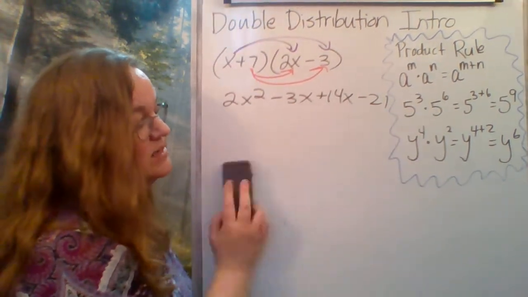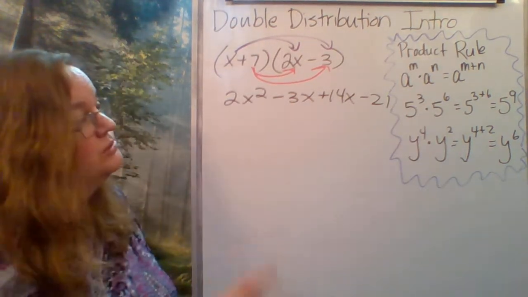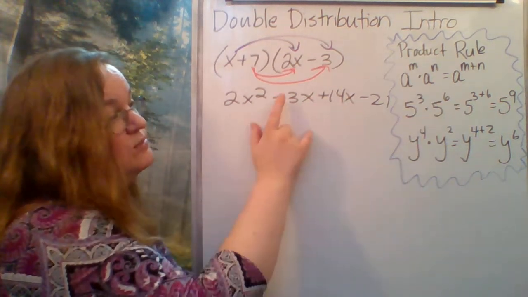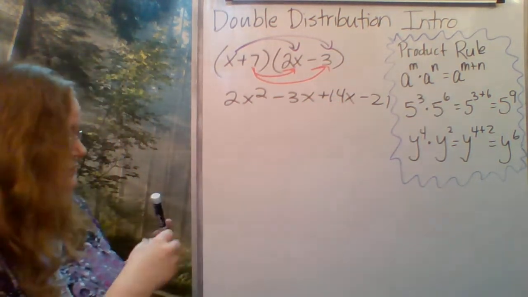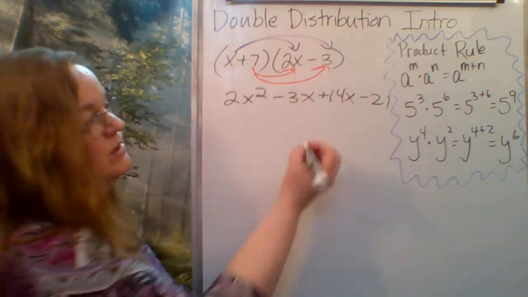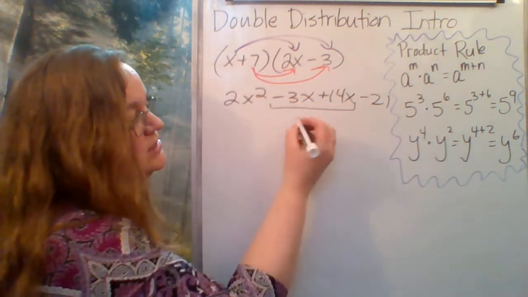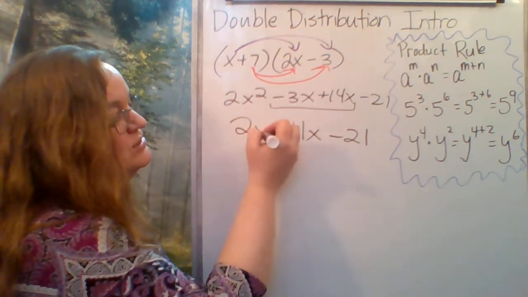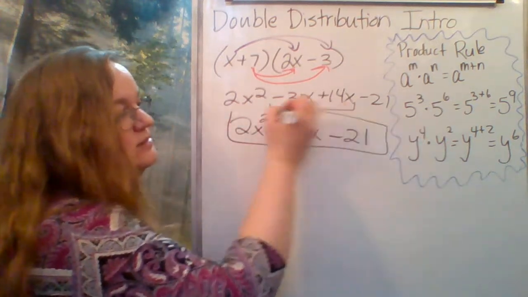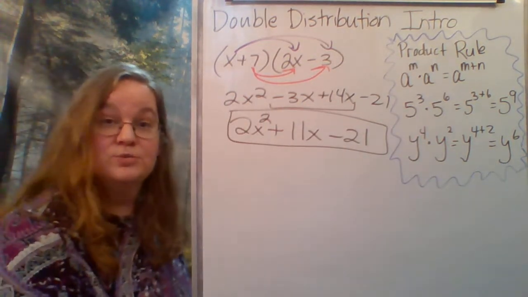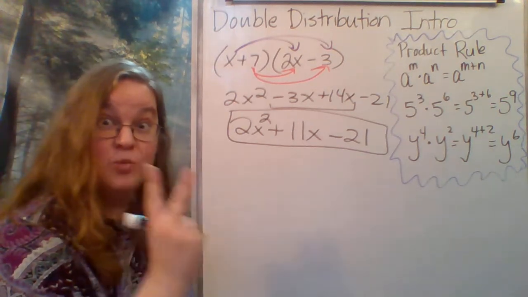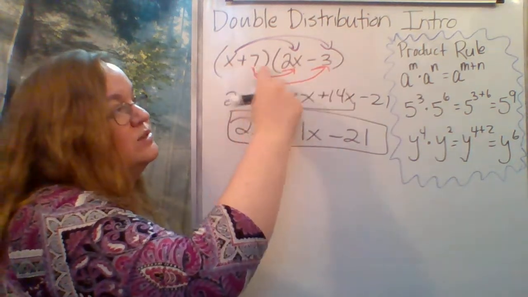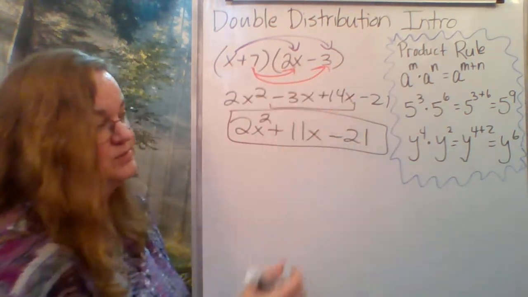The last step is to combine like terms. So remember that x squareds can't go with x's, but x can go with another x. So minus 3 plus 14, well, 14 minus 3 is 11. So I would combine these two to get 11x. I still have a minus 21, and I still have my 2x squared. So this is the final answer. So again, double distribution just means I'm using the distributive property twice. I'm distributing the first term here to both and the second term to both, and then combining like terms.